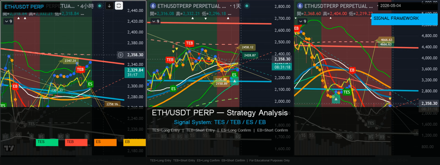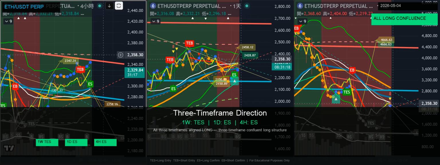S, exit sell, confirms long continuation and serves as a long add-on or short stop loss. EB, exit buy, signals short re-entry, long stop loss, or short cover. With these definitions clear, let's now examine the three timeframes and determine the current trading bias.